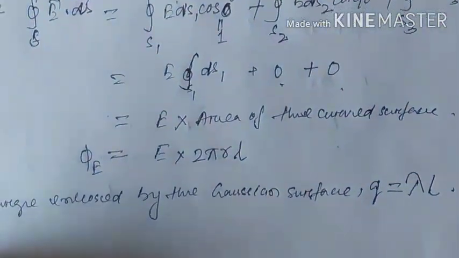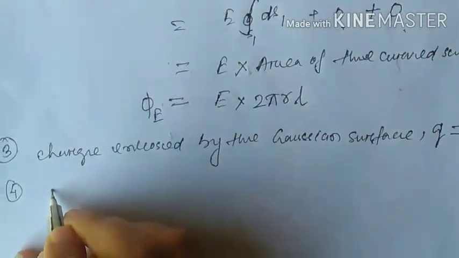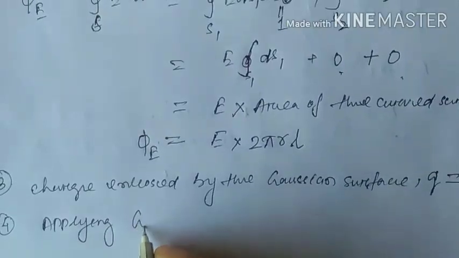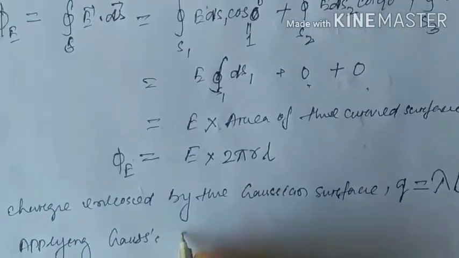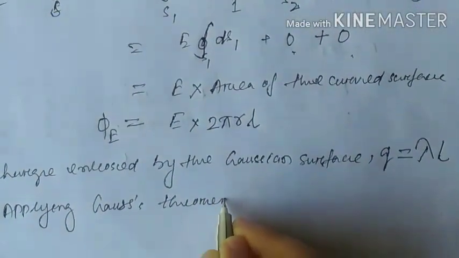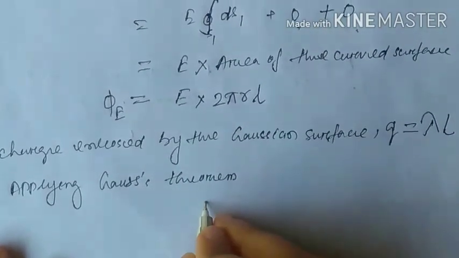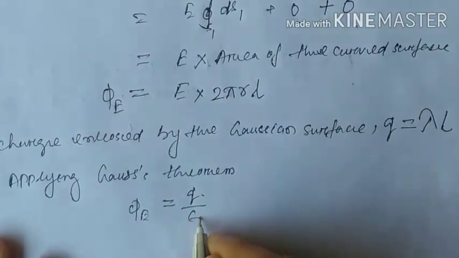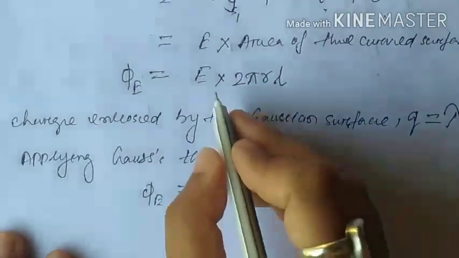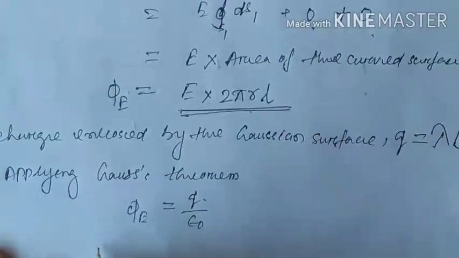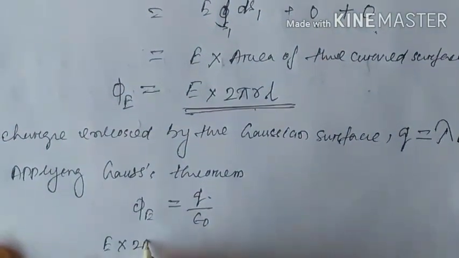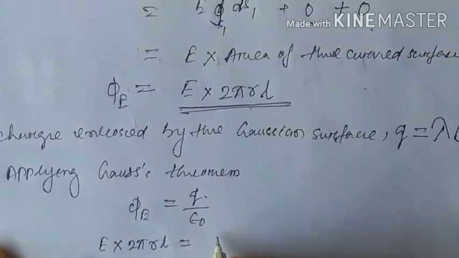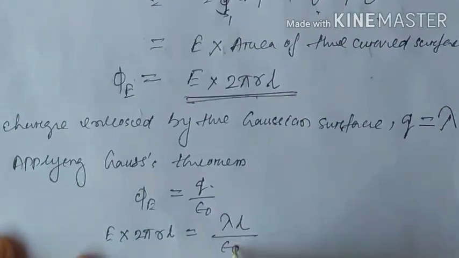Then fourth step is our what? Using Gauss theorem, we apply Gauss theorem. As per the Gauss theorem, what we can write? Total flux is equal to Q by epsilon naught. So Q we calculated, that is how much? E into 2 pi RL is equal to lambda L divided by epsilon naught.